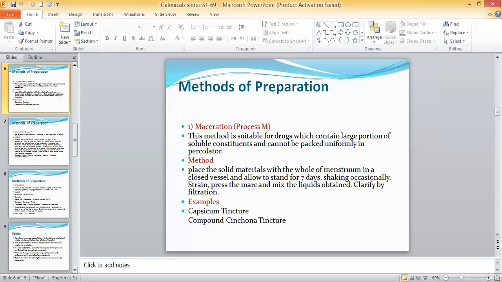And the method is this: the solid material or the drug is chopped into small pieces, and then the whole of the menstruum is placed with it. The drug and the menstruum are placed together in a covered vessel, and they are allowed to stand for 7 days. Shaking is done occasionally. They are strained, the marc is pressed, and the liquids obtained are mixed and clarified by filtration. The examples are capsicum tincture and cinchona tincture. So capsicum tincture, what happens in it?